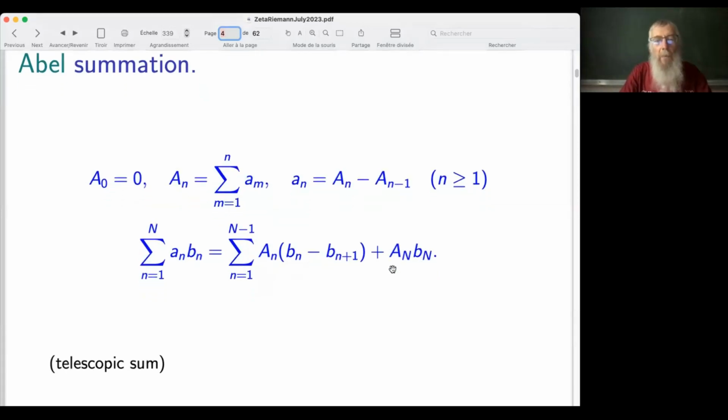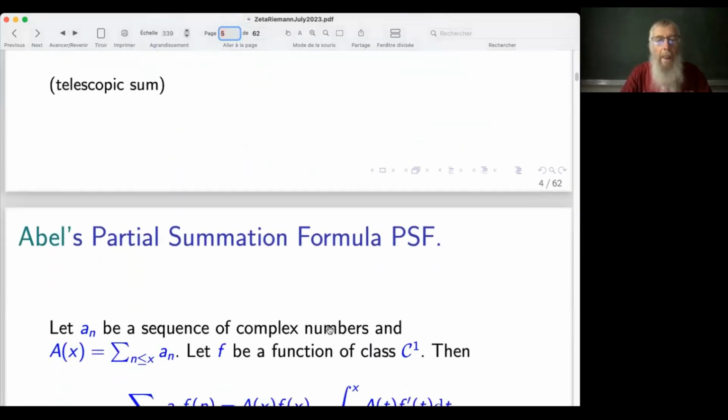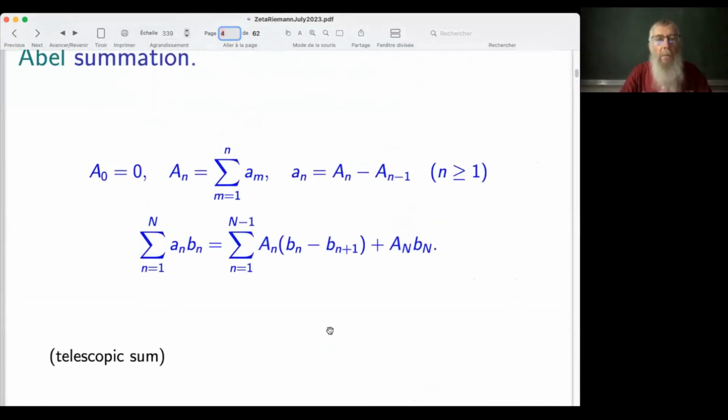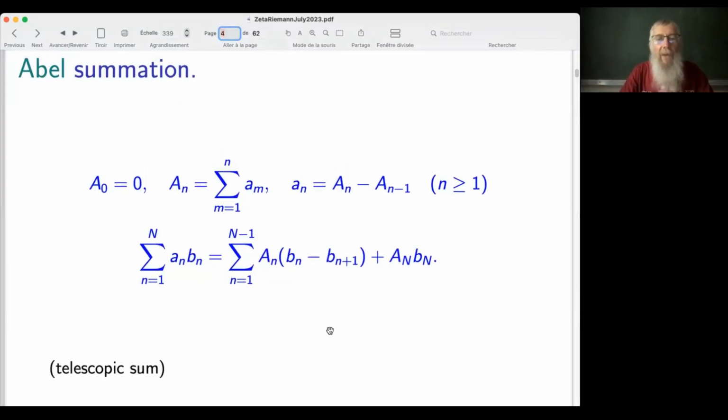Okay, and when you check this, you see that you have a telescoping sum, so the terms cancel 2 by 2. This is one formula due to Abel. It's more a method than a formula. And there are several variants of this Abel summation formula. One of them is to replace Bn by the value of a function at the point n.